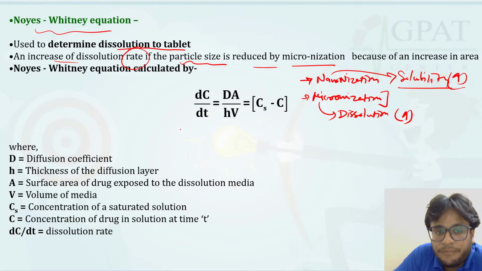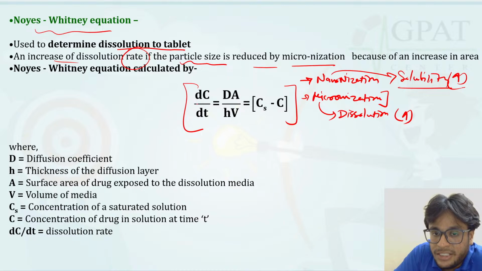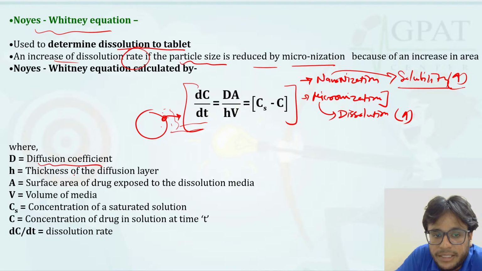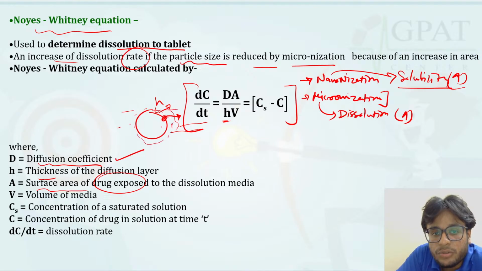So what is the Noyes-Whitney equation? This is the Noyes-Whitney equation: dC/dt = DA/hV. D is the diffusion coefficient. If this is a tablet, the transfer of the drug from the core or the surface of the tablet to the bulk of the solution is determined by diffusion. h is the thickness of that diffusion layer. A is the surface area of the drug that is exposed to the total dissolution media. And V is going to be what?